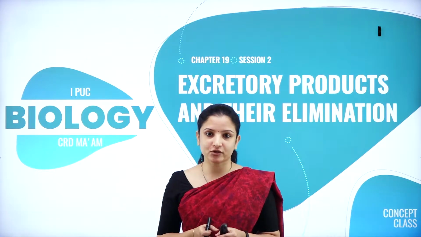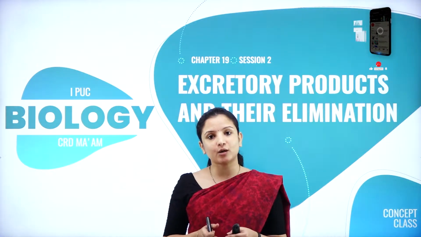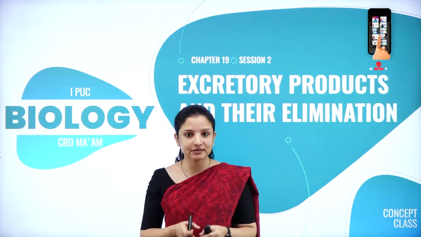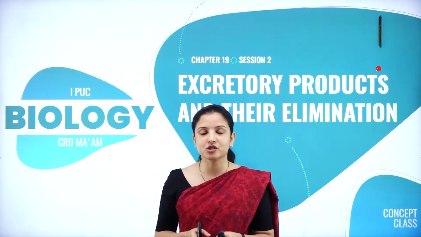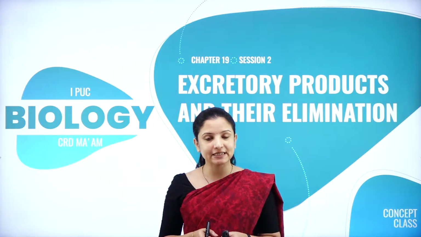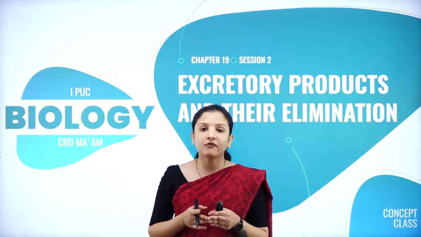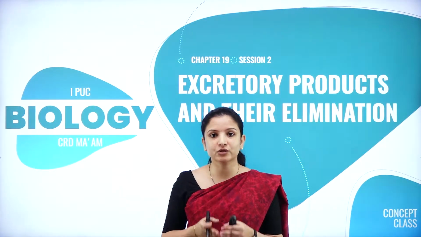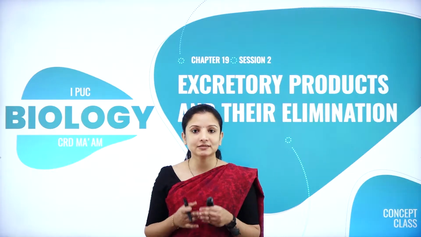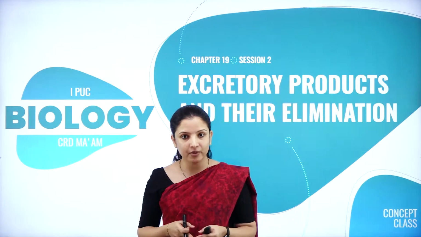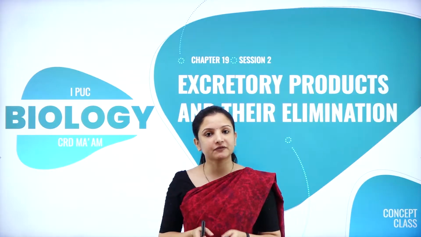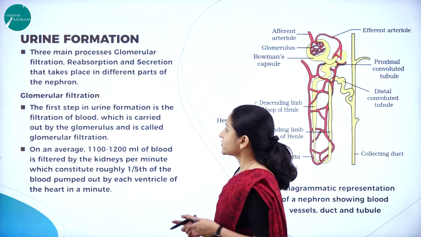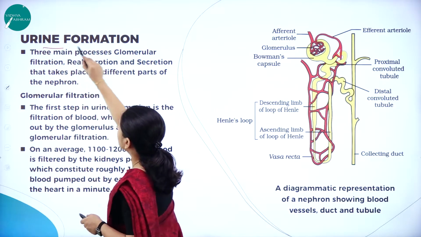So in the previous session of this chapter, we had discussed the different excretory products in various animals, and also the excretory structure in humans, that is the kidneys, and we also learned about the functional unit of the kidney, that is the nephron. Because we know so much now, in today's session we shall discuss urine formation and the functions of the different tubules that are there in the nephron. So to begin with, we shall learn about the formation of urine.